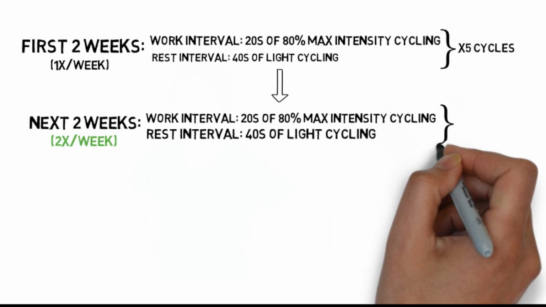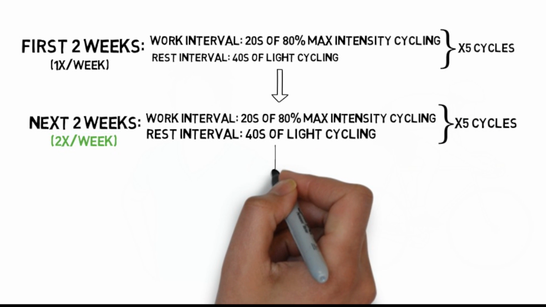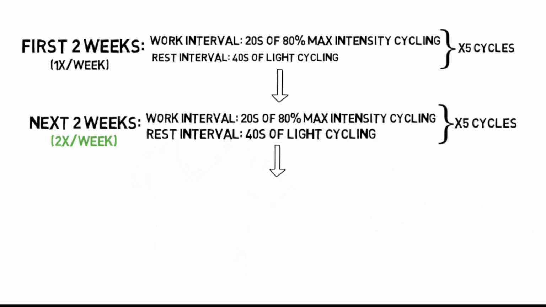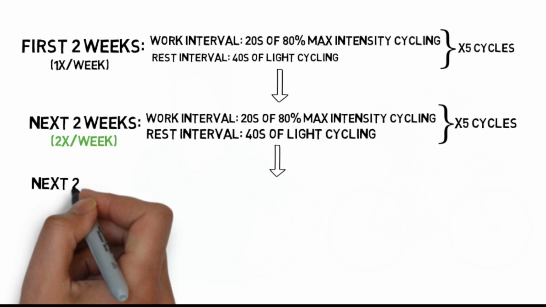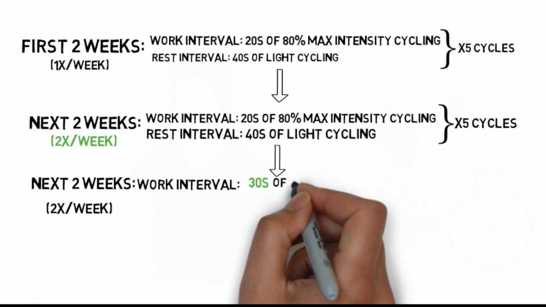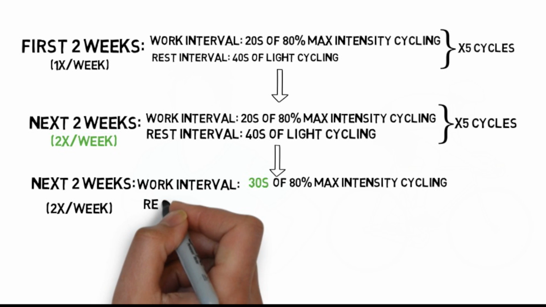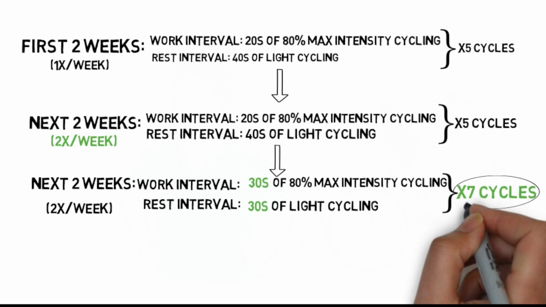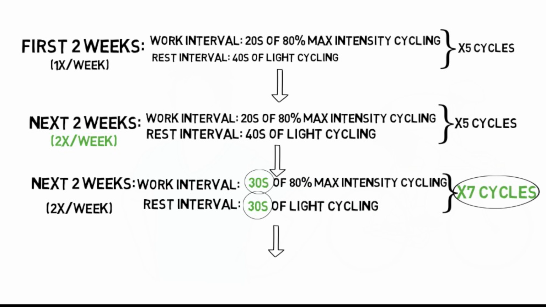Then, John can slowly increase the intensity of each workout by either increasing the length of the 20-second work interval, decreasing the length of the 40-second rest interval, or increasing the number of cycles performed in each session. Let's just say that he decides to increase the work interval to 30 seconds, decrease his rest interval to 30 seconds, and increase the number of cycles performed to 7 cycles. He does this for 2 more weeks, then decides to overload again using the 5 variables.